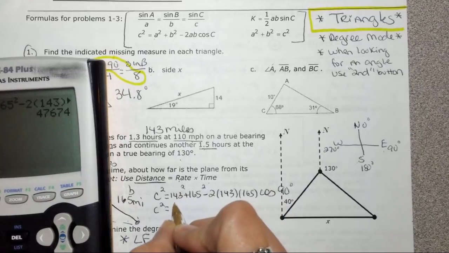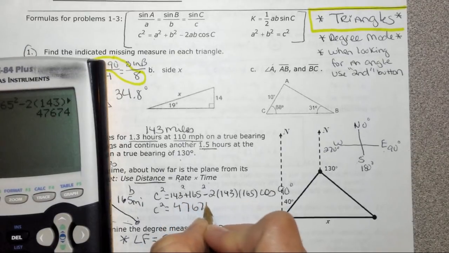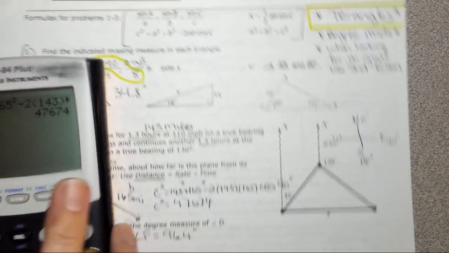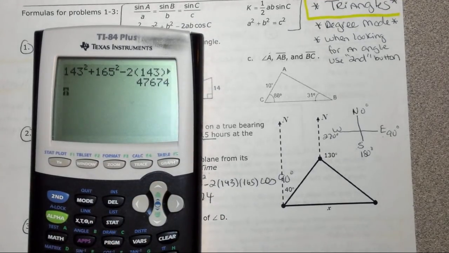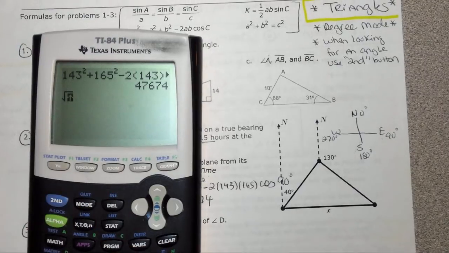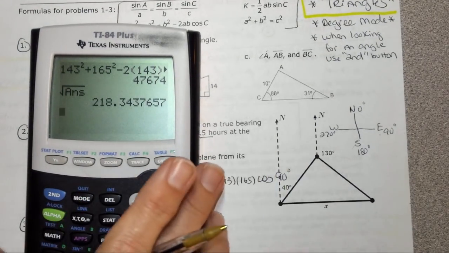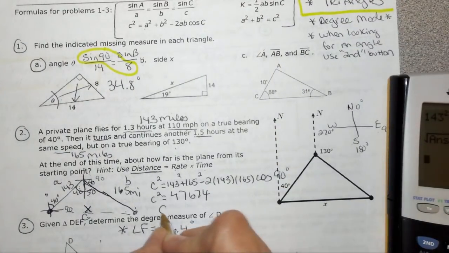And that gives me 47674. Now that's C squared. I just want C, so I have to take the square root of it. So the square root of, I'm going to use my second answer button again, is 218.3. So we're going to approximate 218 miles.